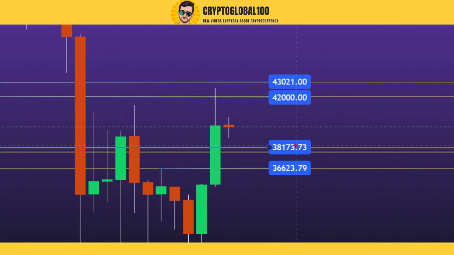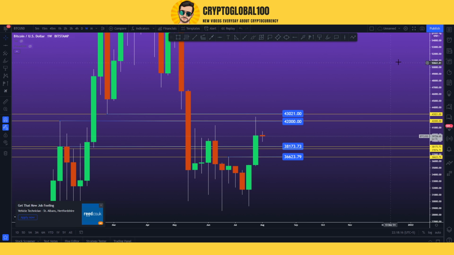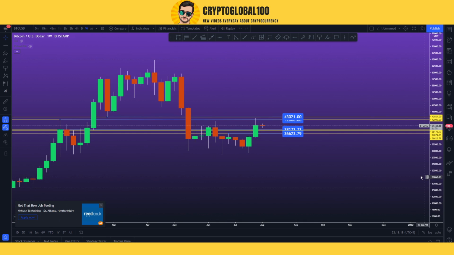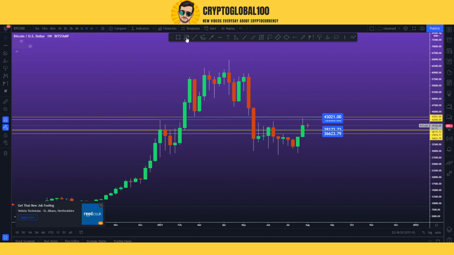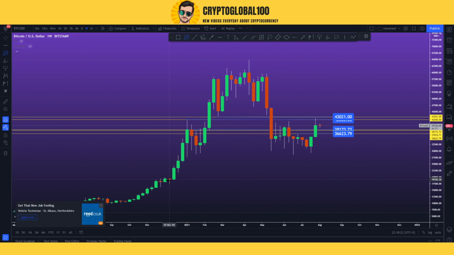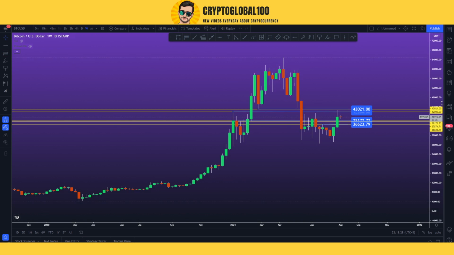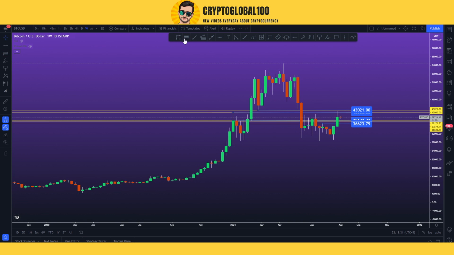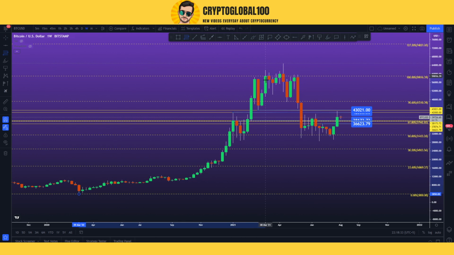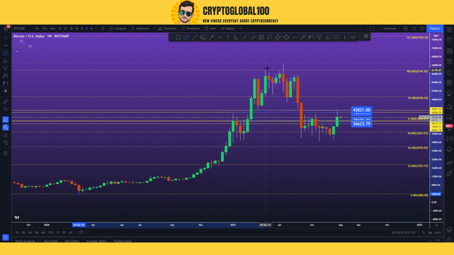If it stays above 38,000, 36,000, we're surely going to see some consolidation here, and then a move on the upside. So if I draw a level with the help of Fibonacci, I'm gonna take the lowest point here. I'm gonna draw from this area.